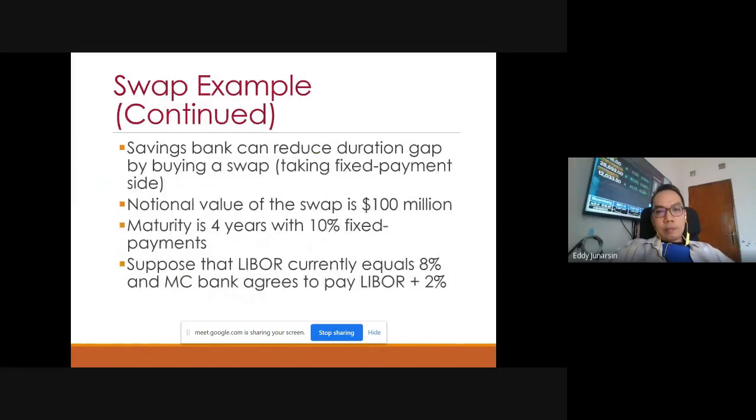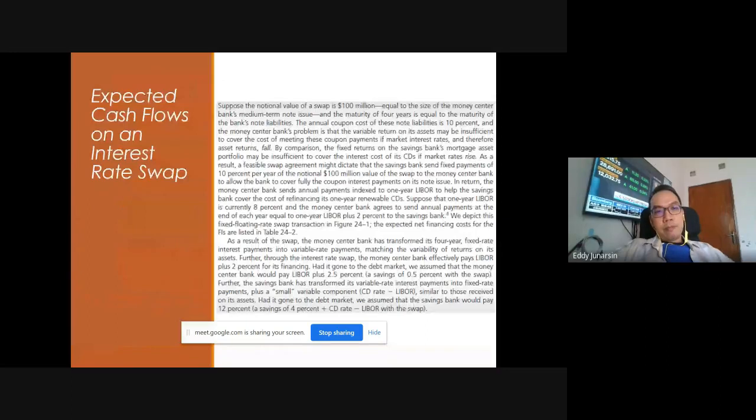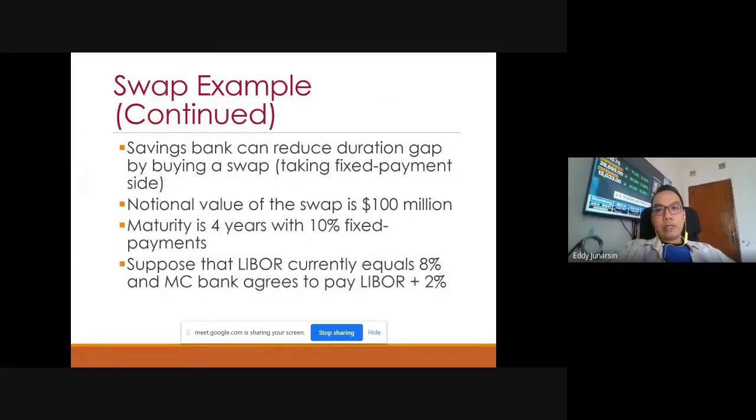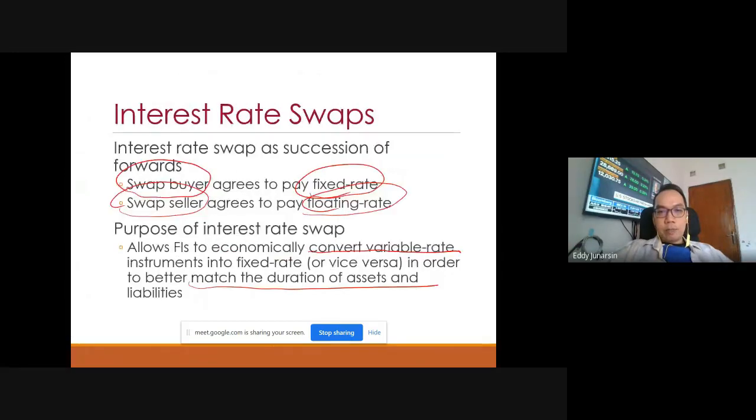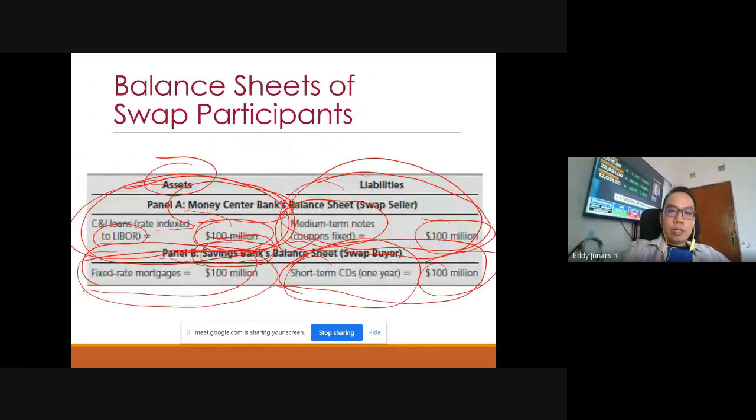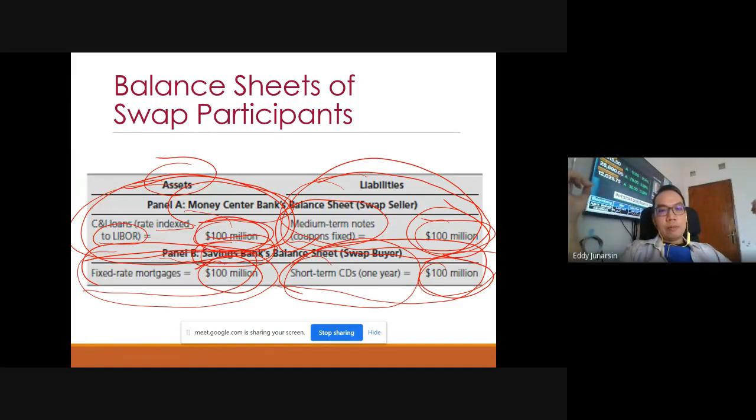So let's see an example right now. If they could make a contract, they could make an agreement here. Let's say the notional value of the swaps is 100 million. This is, I think, the simplification of the situation you see here. By chance, the notional values of their balance sheets are the same, right? Both have like 100 million on the asset side, but also the liability side.